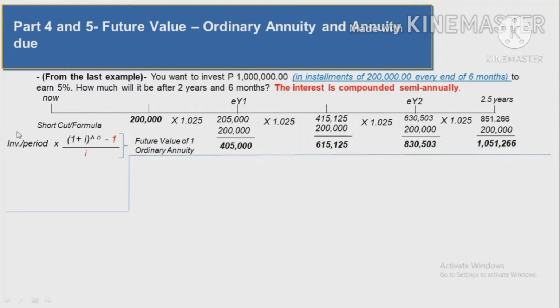Let's substitute the elements of this formula with the given in the problem. So your investment is 200,000 times 1 plus 0.025 raised to the power of 5 minus 1 over 0.025. Now, if you solve this one, and if you're correct, you should be getting 5.256328 and so on. And you're gonna multiply this one with 200,000. So your investment will become 1,051,266 at the end of 2.5 years using the shortcut or the formula. Now, the 1,051,266 is the same with the timeline analysis.